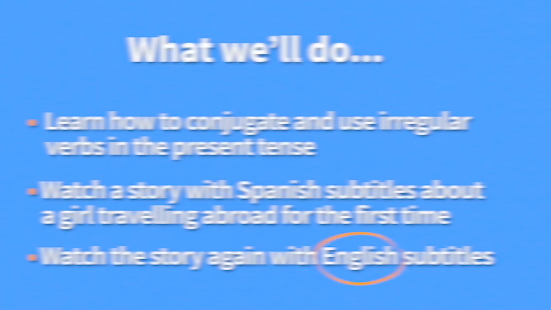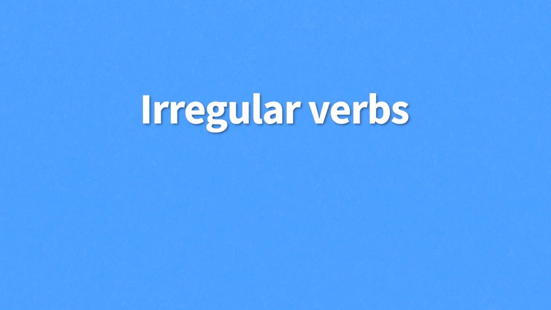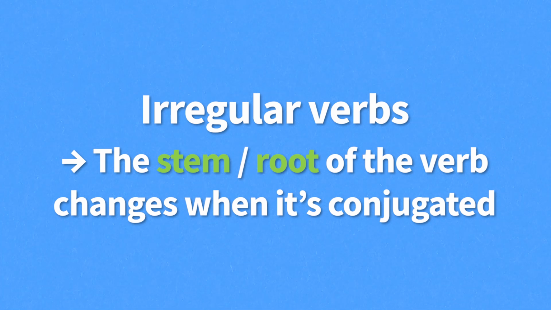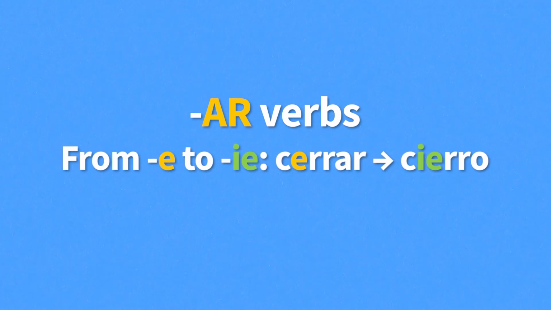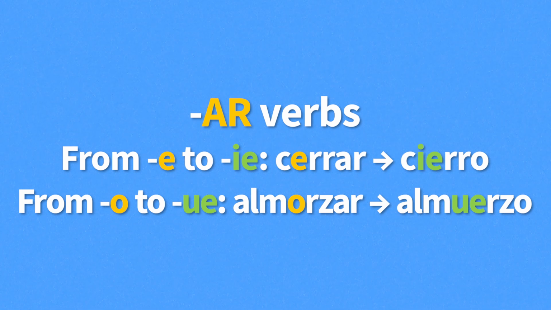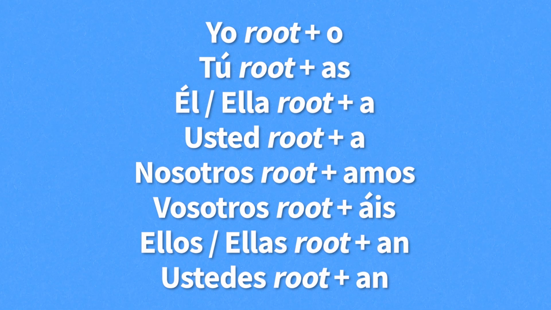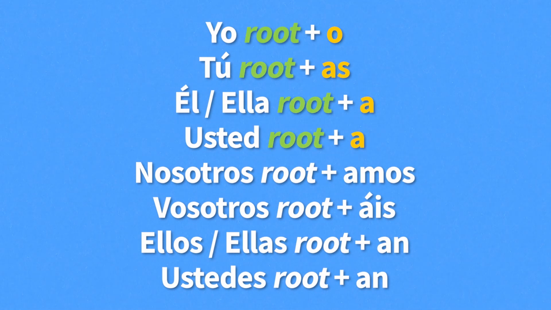Let's get started. First, let's cover the basics. What's an irregular verb? Well, it's a verb where the stem or the root part of the verb changes when it's conjugated. Let's start with AR verbs. There are two possible stem changes here, from E to IE, like the verb cerrar, or from O to UE, like with almorzar. The endings you add to the root are the same as for regular verbs. So for AR irregular verbs, you add o, as, a, amos, áis, or an.